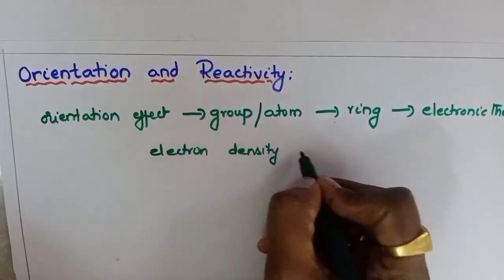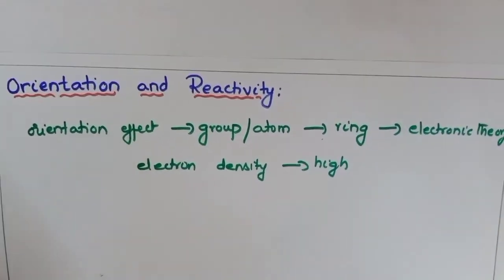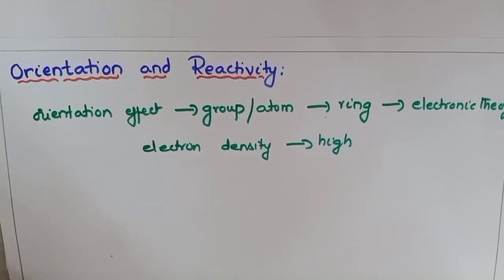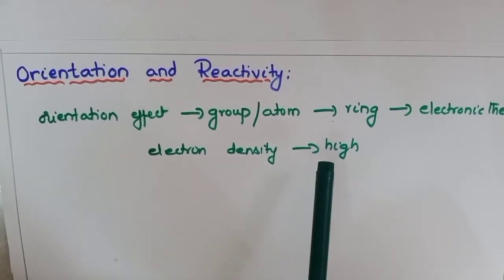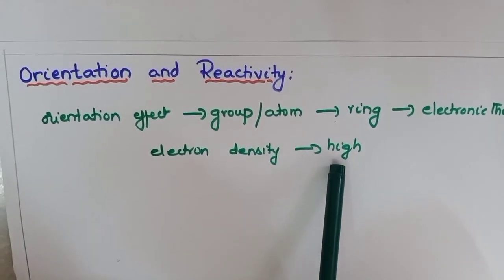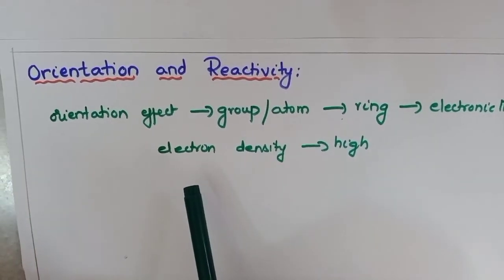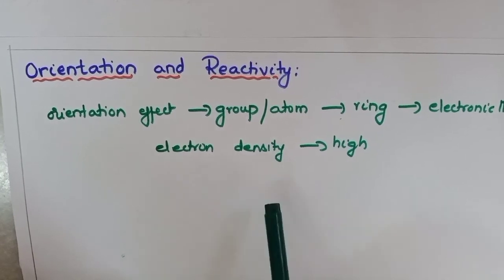Where electron density is high. Okay. So what is it? The electrophile will attack that position of the ring where electron density is high. And we have already seen that ortho-para directing groups, or the activating groups, activate the benzene nucleus.